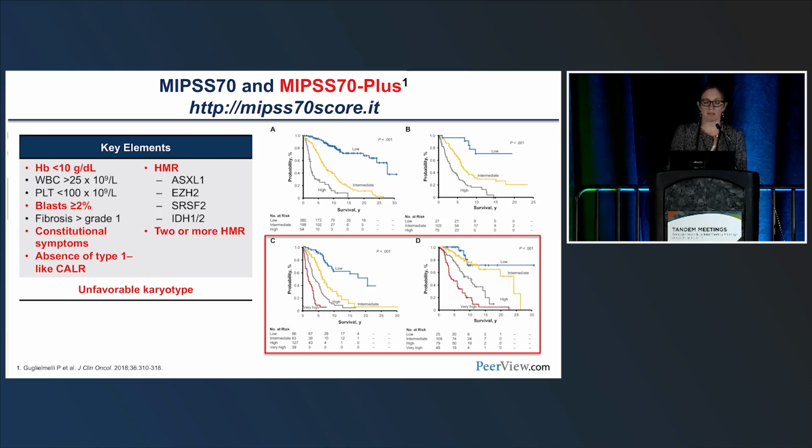So from this, the MIPSS70 and the MIPSS70 plus were generated. And this was generated using cohorts from both Mayo Clinic Rochester as well as a cohort in Italy. And the key elements of this, and again, this slide's a little bit confusing, so just to walk you through it, the key elements that are in the gray box, those are the ones that are used for the MIPSS70 score. The key elements for the MIPSS70 plus are highlighted in red.